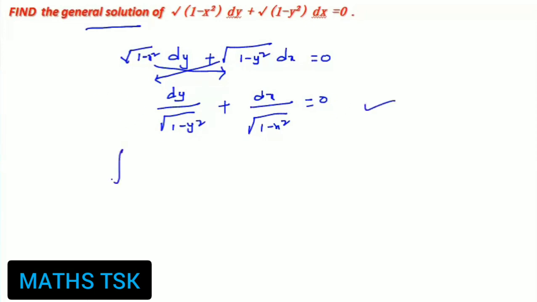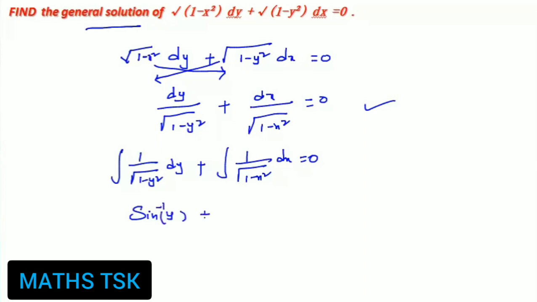Now integrate. The integration of 1 by root of 1 minus y square dy plus the integration of 1 by root of 1 minus x square dx is equal to 0. There is sine inverse of y plus sine inverse of x is equal to some constant. I can write it also as sine inverse of c.